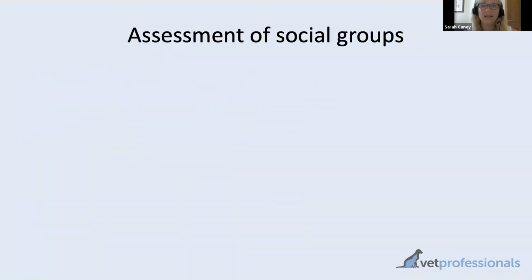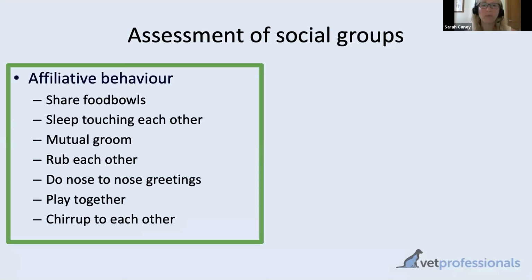And again, in the idiopathic cystitis discussion, we talked about in multi-cat households the usefulness of trying to understand how many social groups there are in the household. So if you have more than one cat, basically trying to understand, are they generally friends, or are they perhaps tolerating each other, but they're not best buddies? And we talked about some of the affiliative behaviours. These are behaviours that indicate cats are friends with each other.